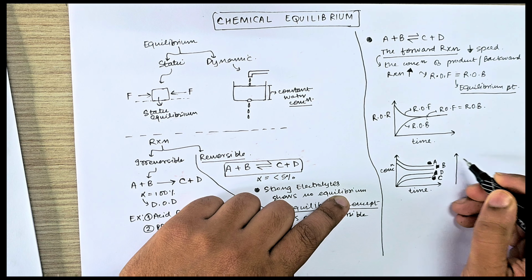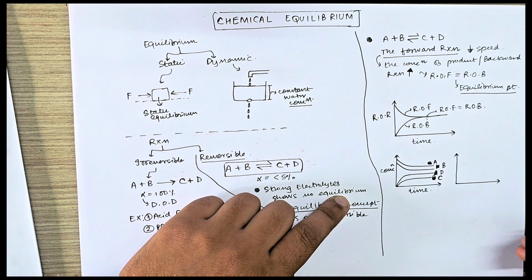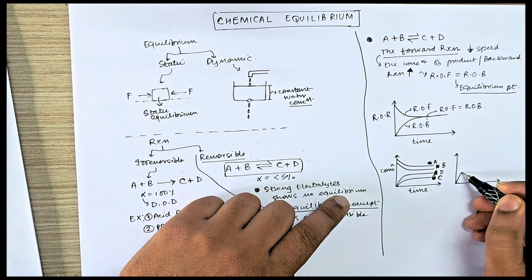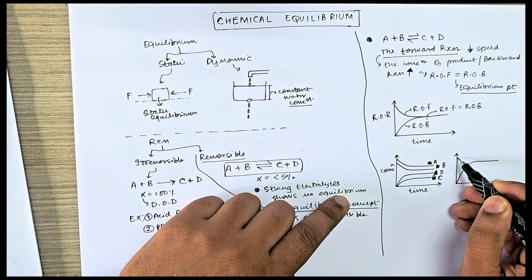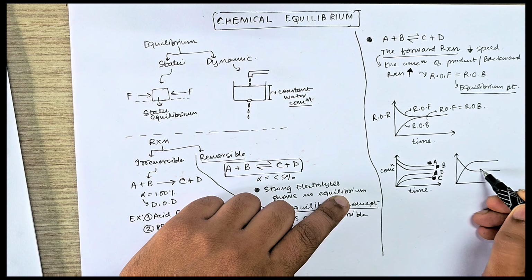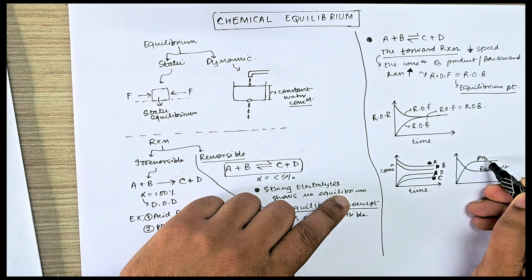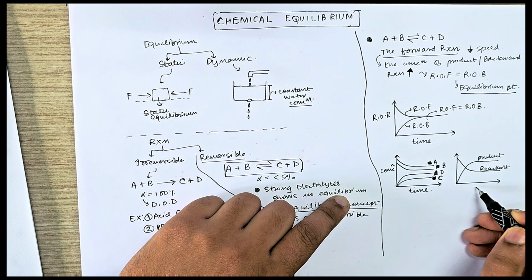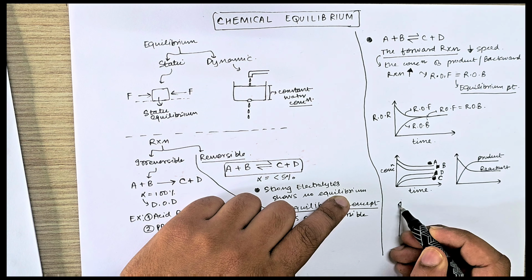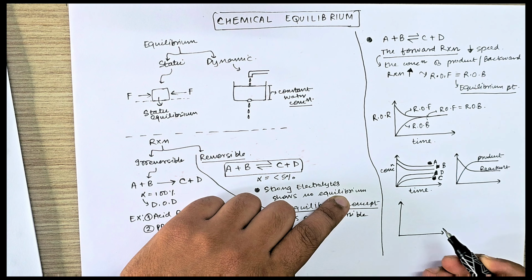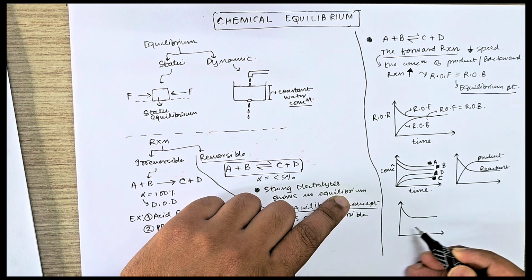Case 2 can also be possible, that the product concentration increases with respect to the reactant. So this is the reactant concentration and this is the product concentration. Another case is also possible, that the concentrations of the reactant and product become the same.